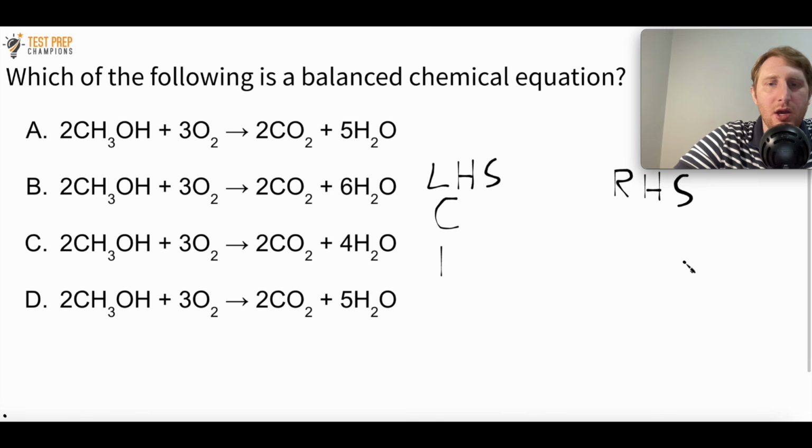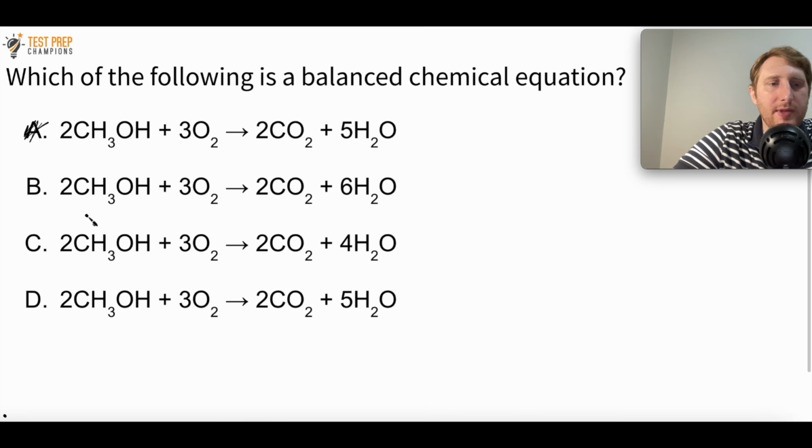And for B, we're going to go a little bit faster. Instead of writing it out like this, for B, I'm just going to kind of eyeball it this time. So let's start off here. How many carbons do we have? Well, we have 2 on the left-hand side. So let's pop over here to the right-hand side and see how many C's I have over here. Well, we see that I've also got 2 C's over here. So the C's match on both sides.